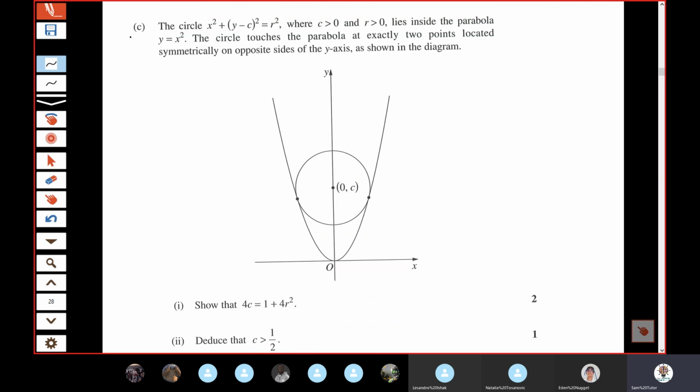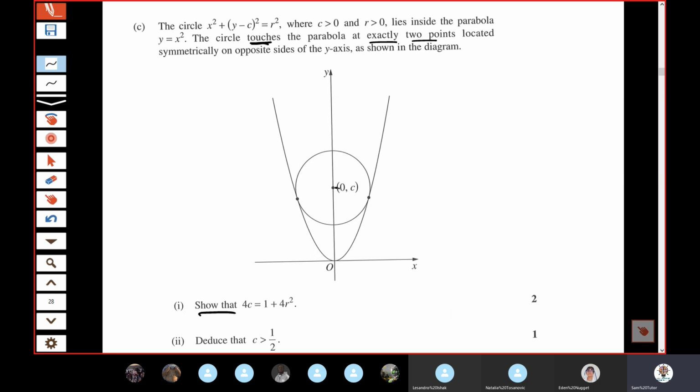Cool. So let's just see what to do. The circle lies inside the parabola. The circle touches the parabola at exactly 2 points, located symmetrically on opposite sides of the y-axis. And we can see that there and there. And it just says, show. Doesn't tell you what to do. They're not meant to tell you what to do. You're just meant to start thinking about what you would usually do. So let me also think while I'm trying to explain this.